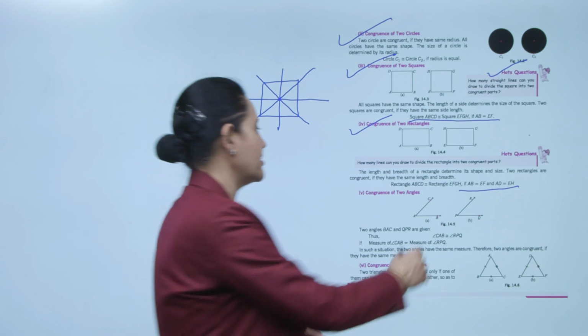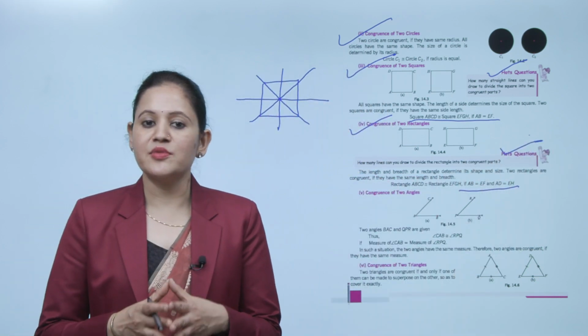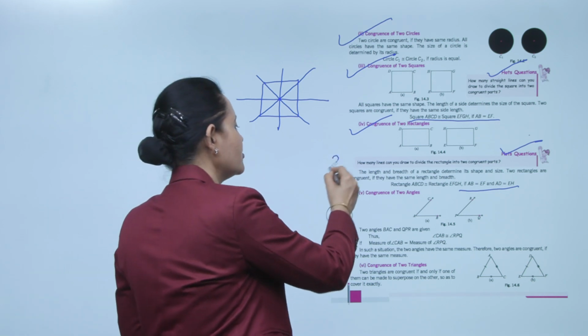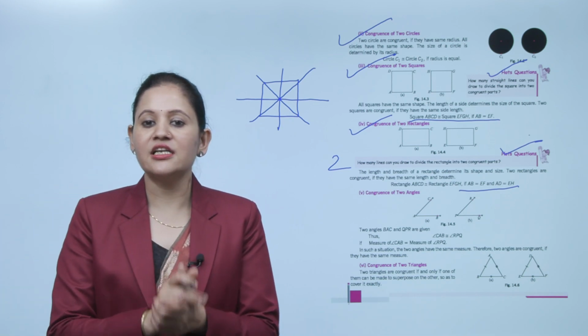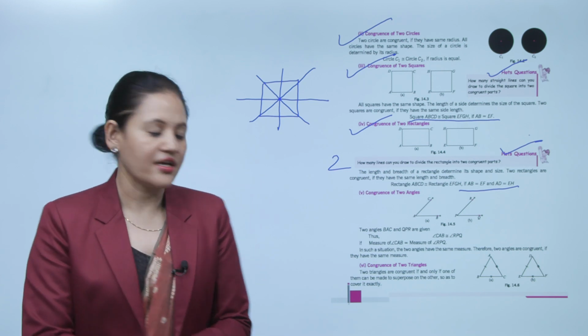Next is HOTS question. How many lines can be drawn to divide the rectangle into two congruent parts? So we can draw two lines, the two diagonals, that will divide the rectangle into two congruent parts. Clear? Next is congruence of two angles.